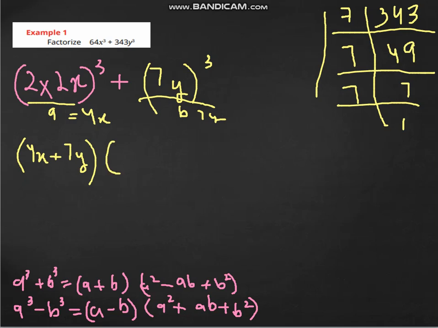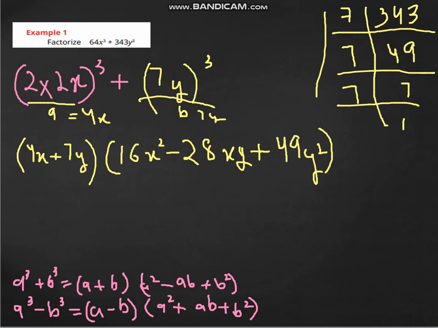Sorry, wait a second. Okay, so a squared would be 4 times 4 is 16 x squared, minus ab, which would be 4x and 7y. 4 times 7 is 28, 28xy, plus 7 times 7 is 49 y squared. That's basically it, I guess.